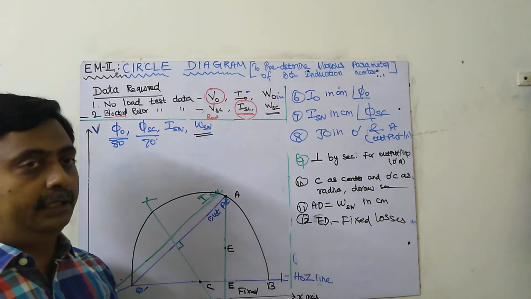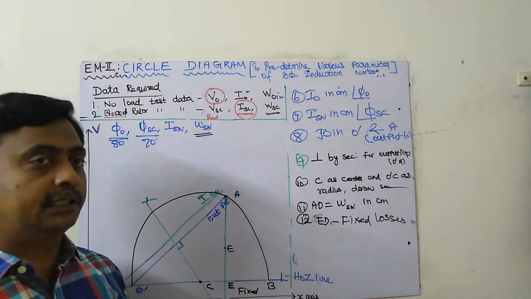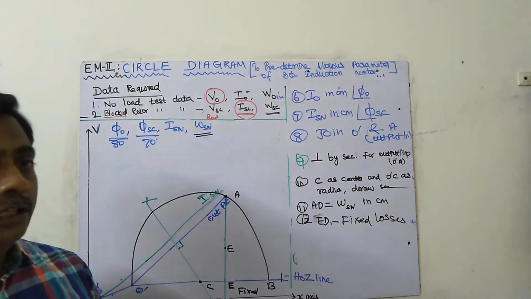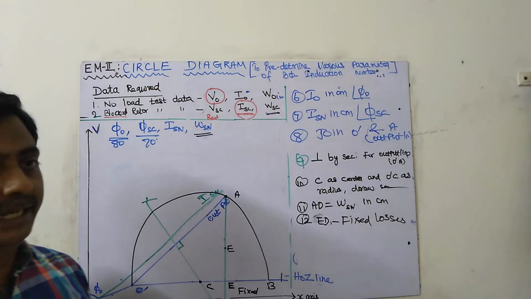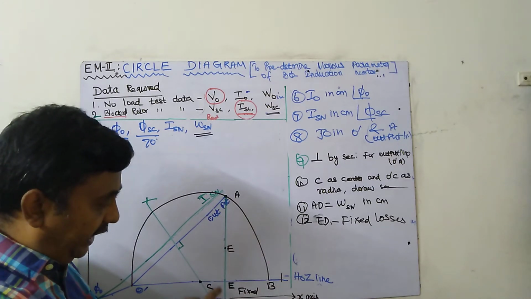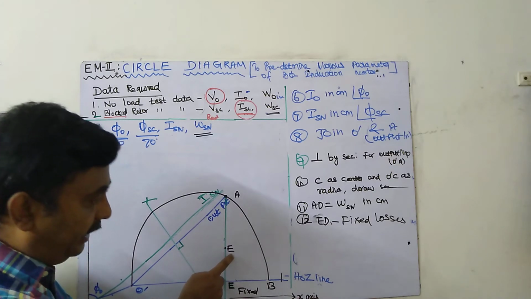Okay, how to locate point E? There are two motors we have: one is the slip ring induction motor, the other is the squirrel cage induction motor. Now I will go for the slip ring induction motor. How to locate this point E? This line we have drawn, ED, is a known quantity, but how to locate this point E?